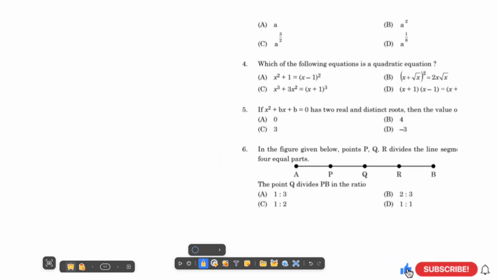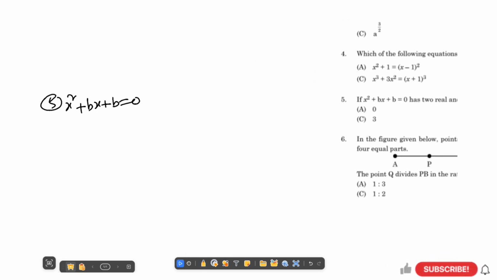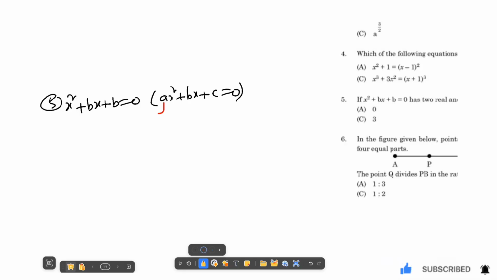So what is the quadratic equation given here? x square plus bx plus b is equal to 0. So let's compare this one with the general quadratic equation. So what is the general quadratic equation? ax square plus bx plus c is equal to 0. Now what is the a value? The coefficient of x square here is 1. So a is 1, and the coefficient of b here is the same, b is equal to b only. Now the constant term c is equal to b.